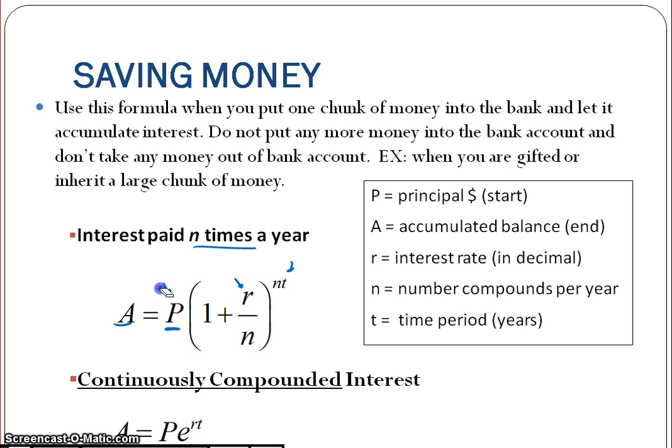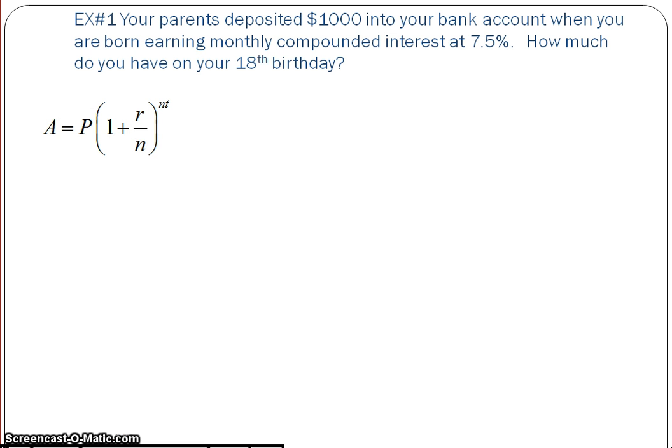Okay, so for example, if the problem said the interest compounded weekly, then your n would be 52, because there are 52 weeks in a year. Okay, so let's do some examples of each of these.